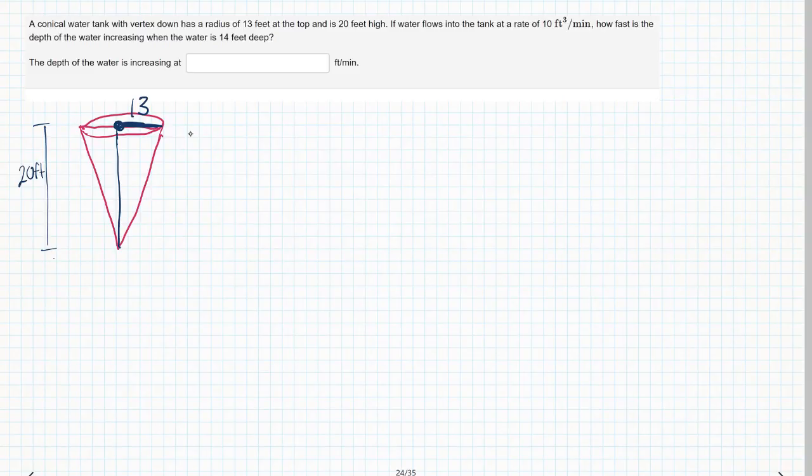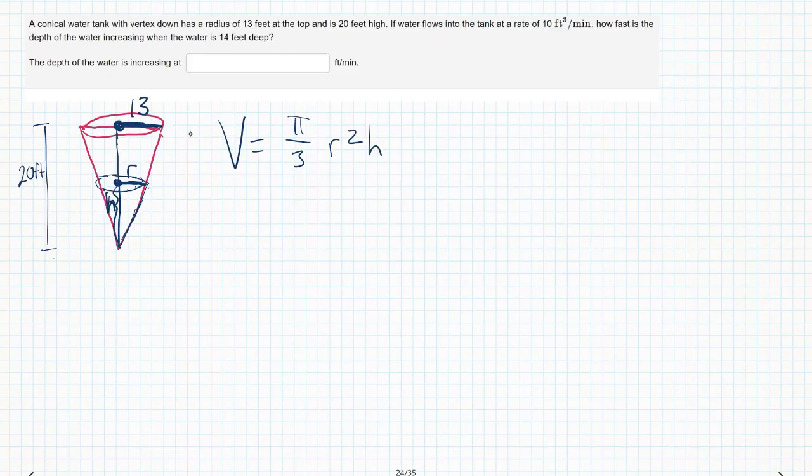Okay, so we're going to try and figure out, but the water is only filled to some certain level right in here, right? And this is changing all the time, so this is going to be some r and some h, where h is right there. Okay, so you're having this water fill like so, and we want to figure out how fast the depth of the water is increasing when the water is 14 feet deep. So the first thing, when you're looking at a volume of a cone, the formula is pi over 3 times r squared times h.